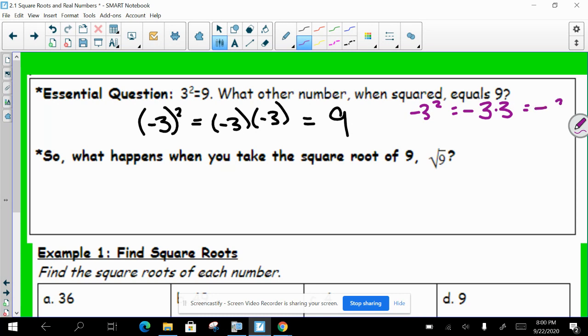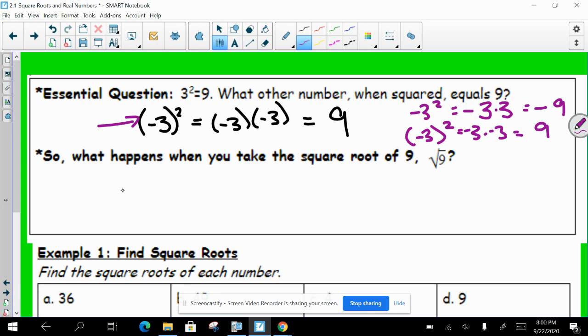So you have -9. If you want it to turn out to be positive, then you have to put parentheses around the -3. So this means -3 times -3, which is +9. So whenever we talk about squaring a negative number, we're talking about doing it this way.